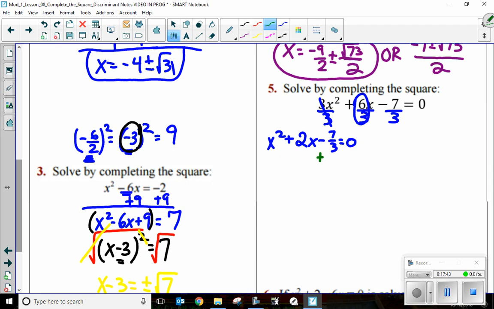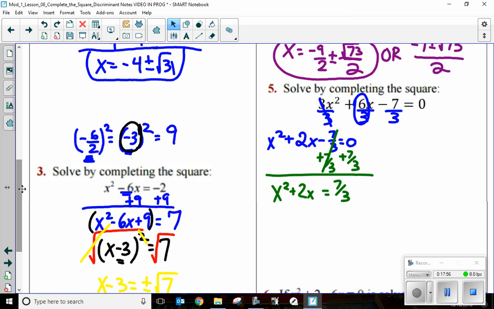Well, I got to get my constant over, so I'm going to add 7/3 to both sides. X squared plus 2x equals 7/3. This turns out nice for us.